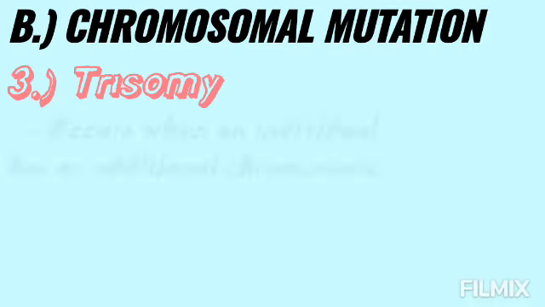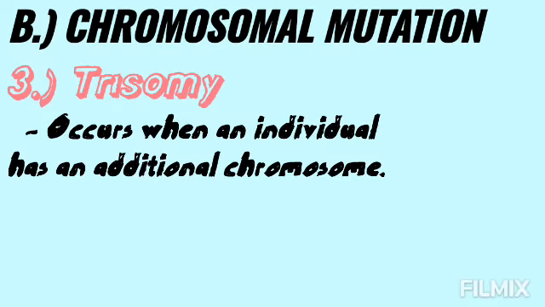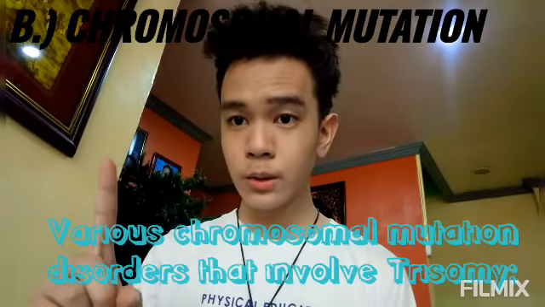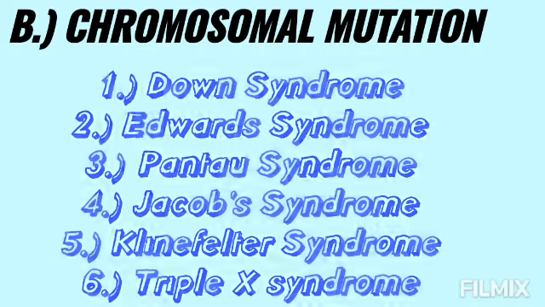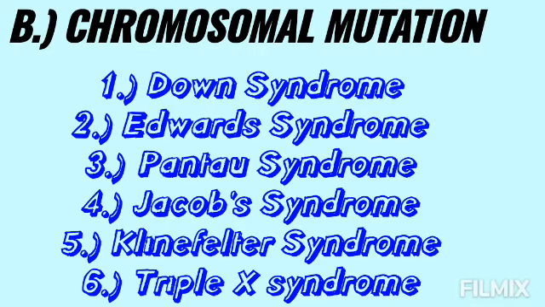Trisomy occurs when an individual has an additional chromosome. Various chromosomal mutation disorders involve trisomy: Down syndrome, Edwards syndrome, Patau syndrome, Jacob syndrome, Klinefelter syndrome, and triple X syndrome.